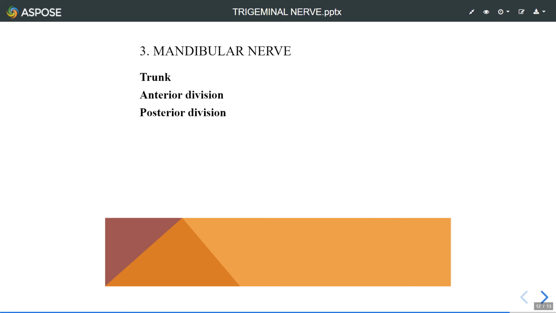Next, we are going to see about the mandibular nerve. In the trunk, it gives the meningeal branch and nerve to medial pterygoid, which supplies tensor veli palatini, tensor tympani and medial pterygoid. In the anterior division, it gives off deep temporal, lateral pterygoid, masseteric and buccal. And in the posterior division, it gives off auriculotemporal, lingual and inferior alveolar.